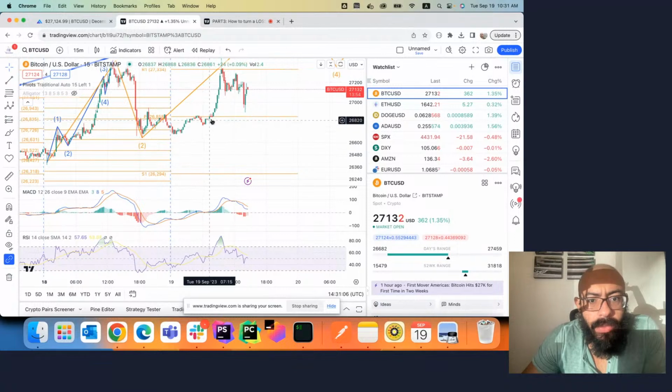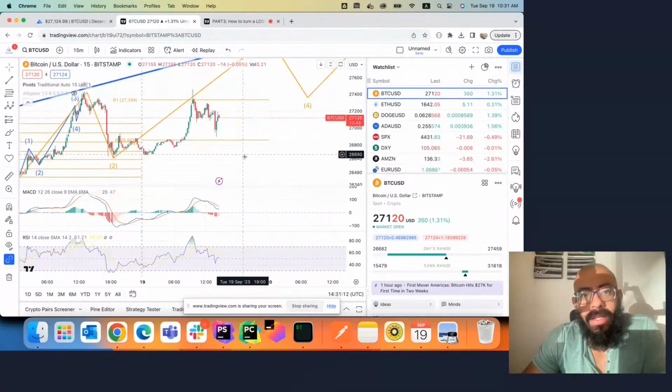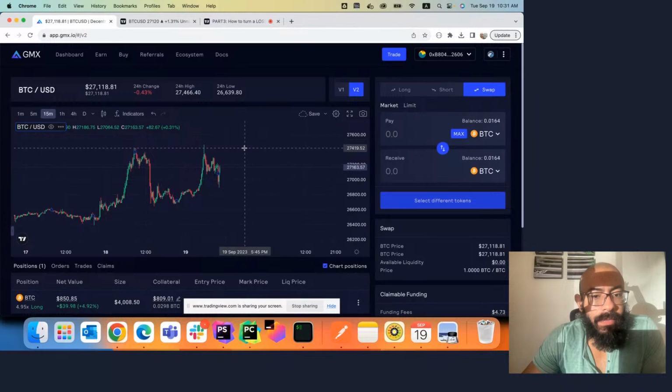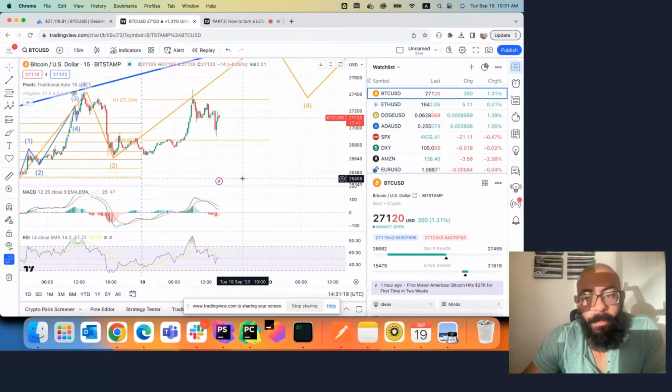I would say 1, 2, 3. So this is the level I don't want to touch. If it goes below that, then that's it. Then I have to get the hell out of here. And it looks like it might get out of here. So should we just close that trade for now? That's another thing.